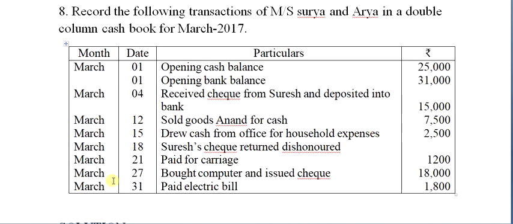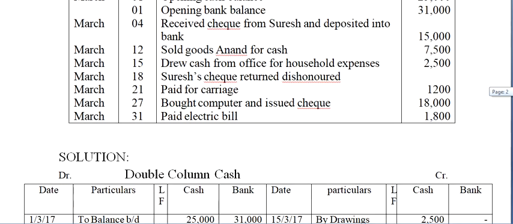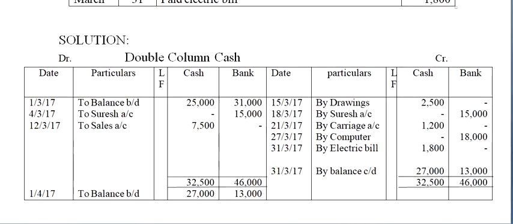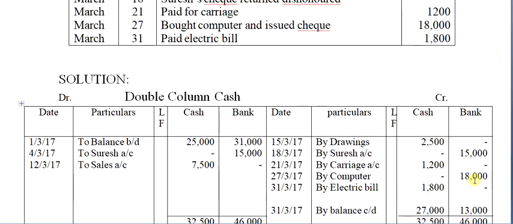Next, March 27th, bought computer and issued check 18,000. When we purchase the computer, what happens? It is issued through check. When we are buying through the check, our bank balance decreases. How much does it decrease? 18,000. On 27/3/2017 by computer, 18,000 decreases, my dear students.